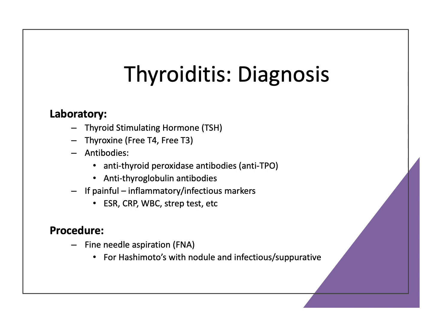If they're coming in with a painful thyroid, okay, they're febrile, we want to obtain some inflammatory markers. So we're doing our CBC, get our white cells. Maybe we need to do a strep test since there is an association, ESR and CRP. In terms of procedures, not many are needed for thyroiditis. We may need to do an FNA if we find a nodule, okay, or an I&D if we are suspecting an infectious or suppurative thyroiditis.